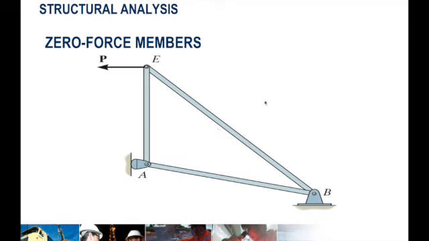So this is what the previous truss that we analyzed looks like. We removed member DA and member DC. So if you do method of joints here, you only need to do 3 joints. Okay, that simplifies the calculation.